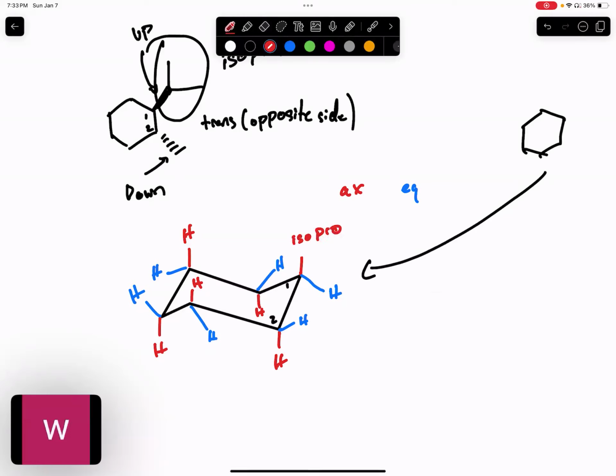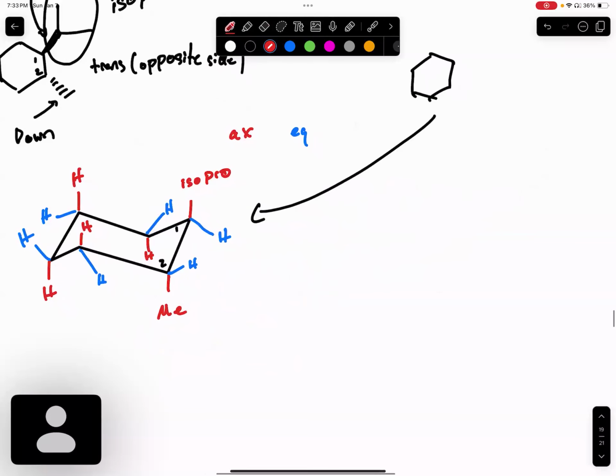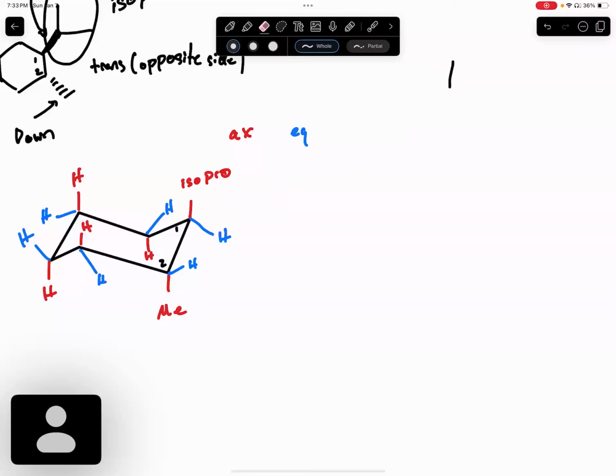All right, now what about carbon number 2? Pointing down. Yes. Axial. This methyl group would be axial, correct? Yeah. Okay, perfect. Now let's ring flip. Erase this, and let's ring flip.